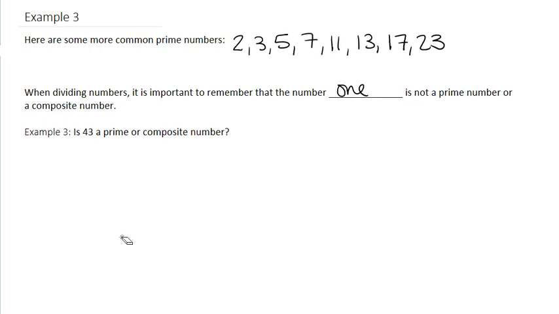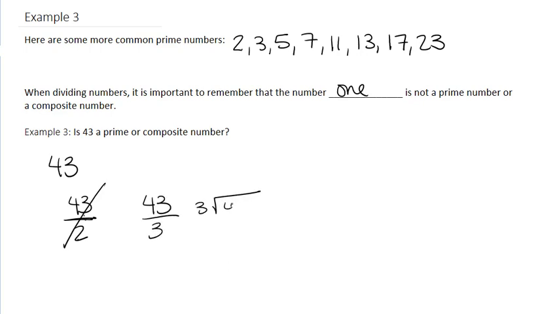Example 3. Is 43 a prime or composite number? So 43. Now we look at 43 divided by 2. And we know that 43 is odd and 2 is even. And 2 can only go into even numbers. So this does not work. So it can't be divided by 2. So can 43 be divided by 3?